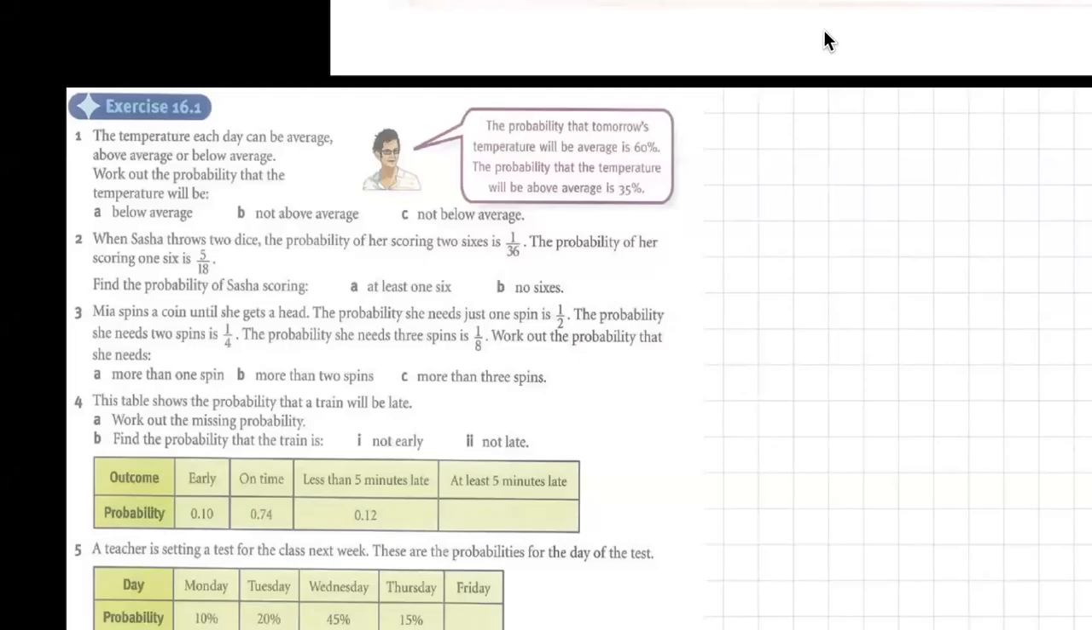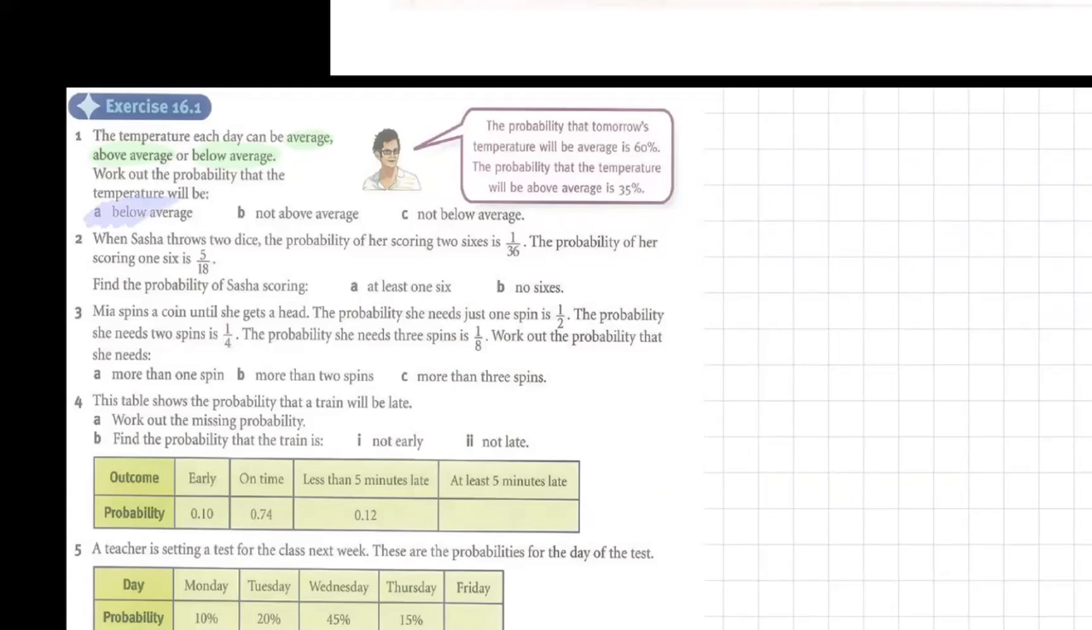Okay, now let's look at 16.1, which is calculating probability. So the temperature of each day can be average, above average, and below average. So these are what you call your possibilities. So 1, 2, and 3. So these are the possible outcomes. What is the probability that the temperature will be below average?